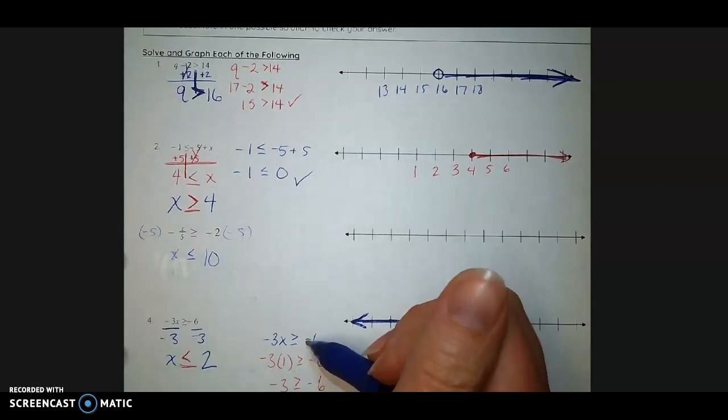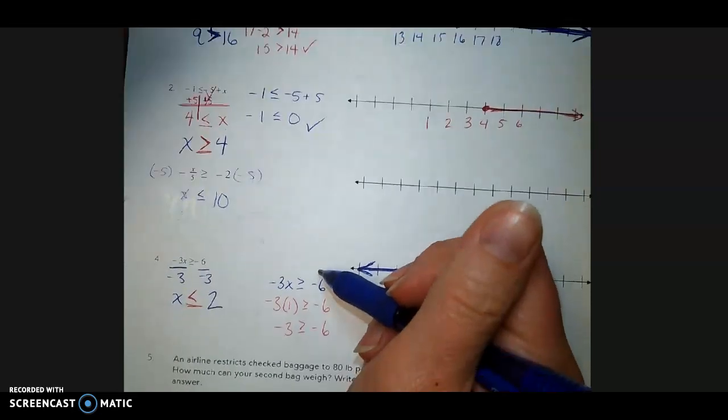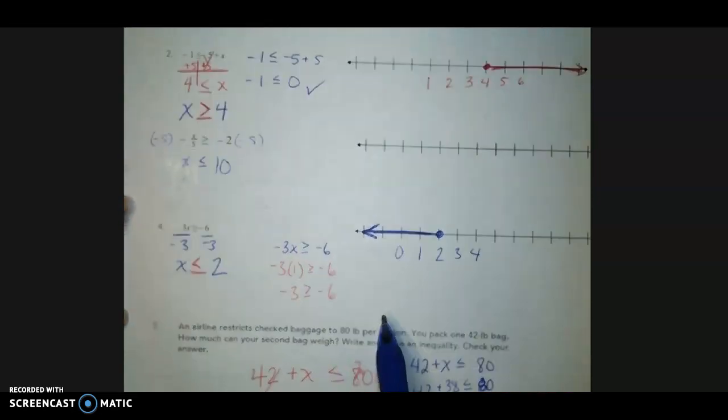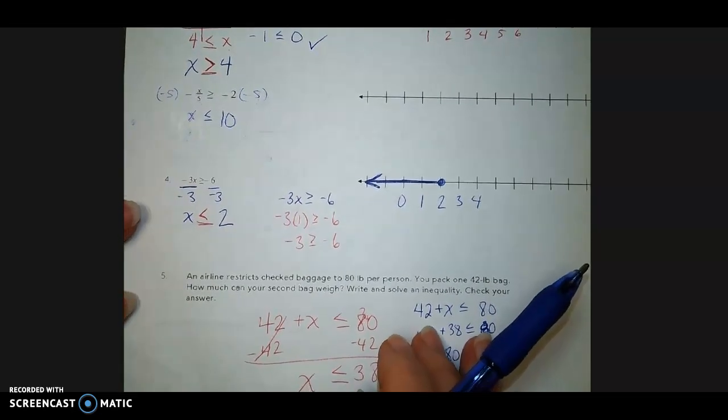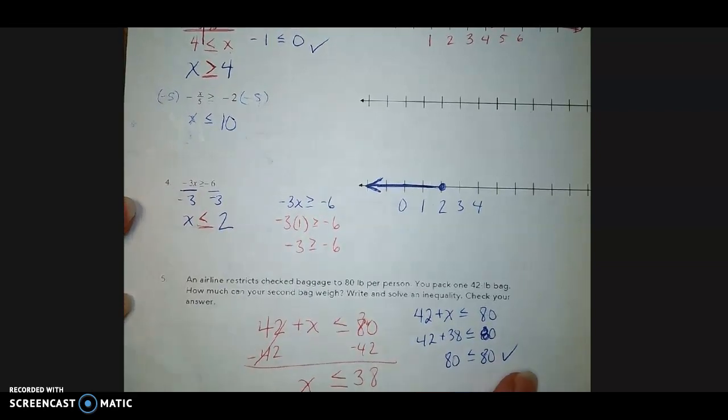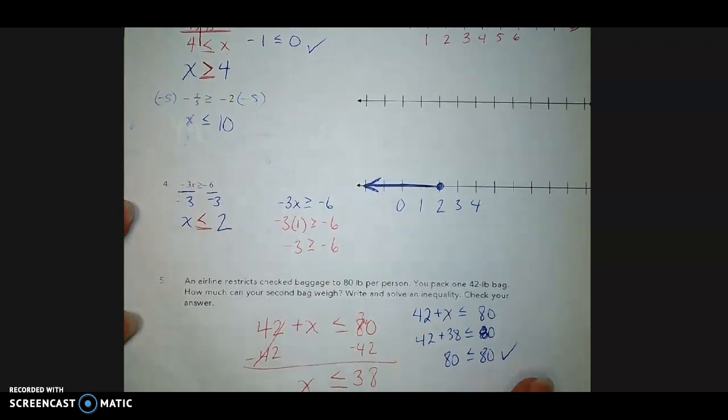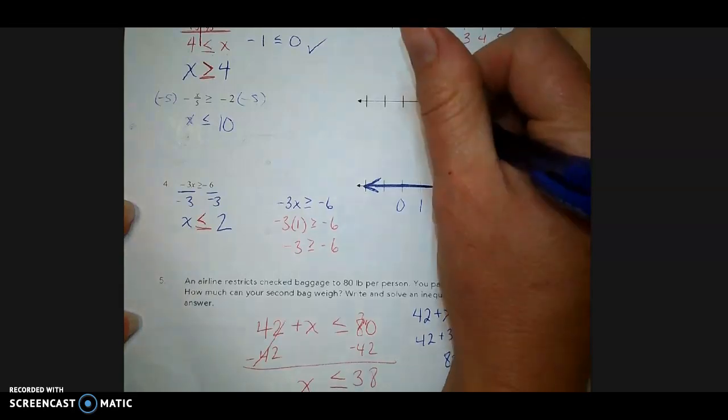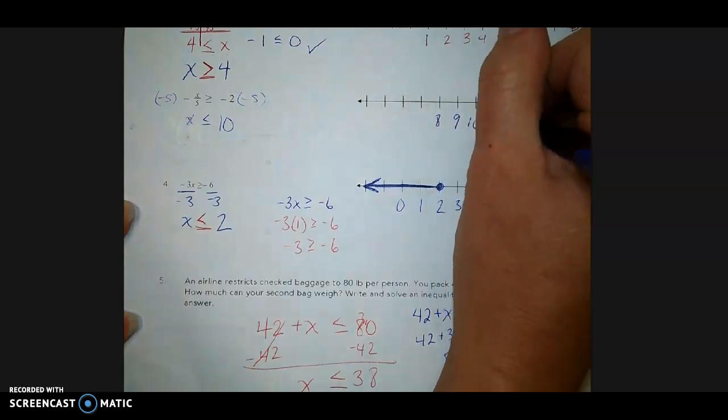I want you to look at the one below this here as well and see what happened there and how that worked. So make sure you pause this and check out those answers, and let me know if you have any questions.